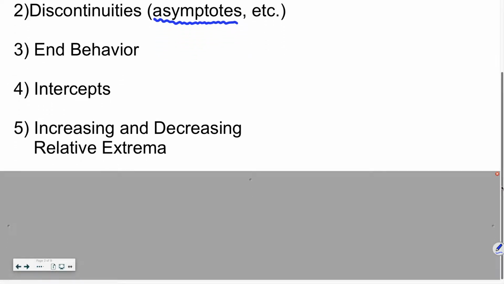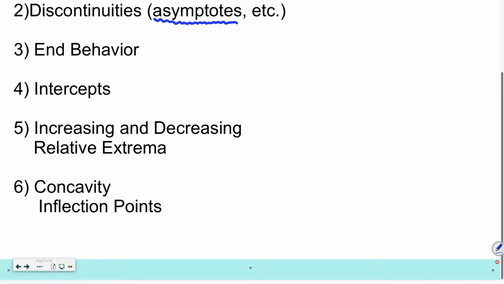What's going to be number 6? Concavity. Where do we have concave up, concave down intervals? Where do we have inflection points? Okay. Once we have all of this information, we can plot our intercepts. We can plot our minimums and maximums. We can plot our points of inflection.